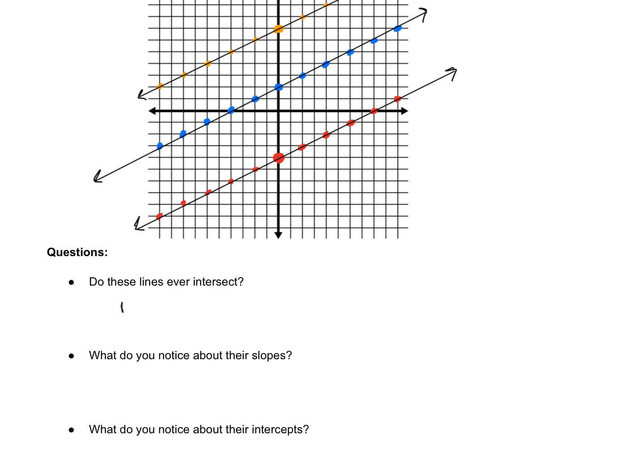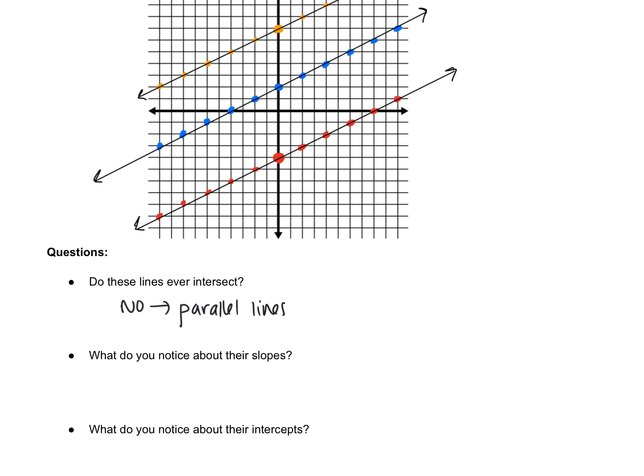We should have said no. These are parallel lines. If we were to keep going, would they ever intersect? No. What is the other type of line that never intersects? Skew. Why are these parallel and not skew? They're on the same plane. The plane being the projector or your iPad.